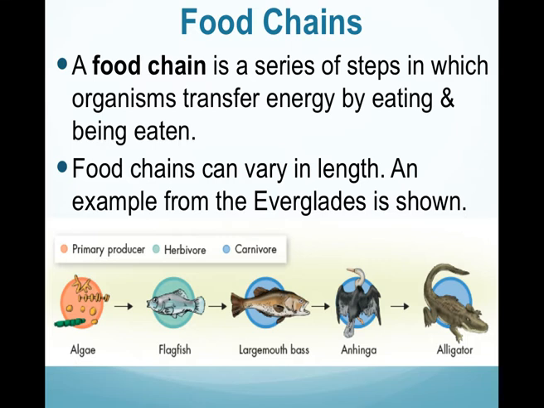We follow the flow of the energy. The arrows show the flow of energy. So the way that the arrows flow shows the direction of the energy. So the energy from the algae goes to the flagfish. The energy from the flagfish goes to the largemouth bass. The arrows point the way the energy is going.